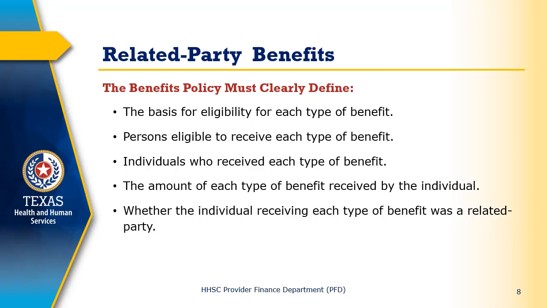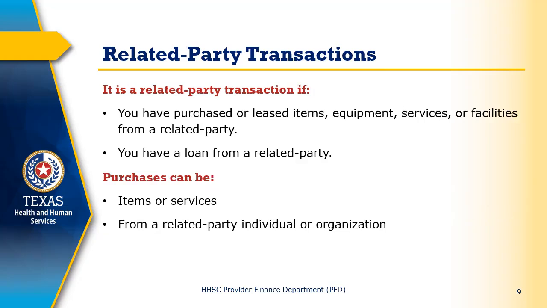Finally, the policy should address whether the individuals receiving benefits are related parties to avoid potential conflicts of interest and maintain compliance. The next topic will discuss related party transactions. A related party transaction occurs when you engage in purchasing or leasing items, services, equipment, or facilities from an individual or organization that has a distinct relationship with your entity. If you obtain a loan from a related party, this transaction is also classified as a related party transaction.